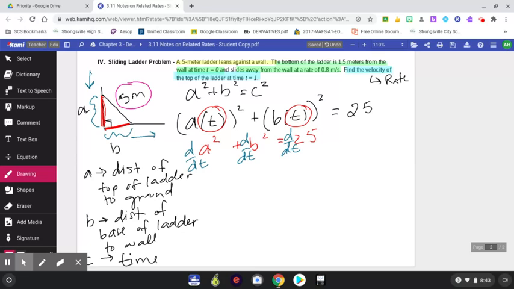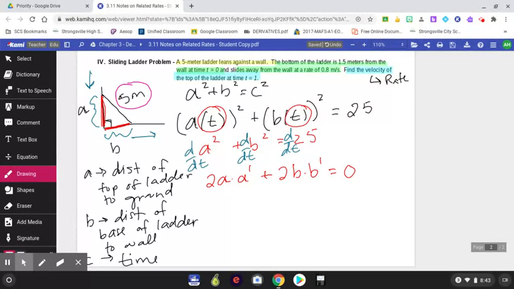The derivative of the a function is 2a times a prime. Okay, because a is not the independent variable, I need to apply these general derivative rules and multiply by the derivative of that function. A is a function of time, okay? Plus b is a function of time. So the derivative of b is 2b times b prime, times the derivative of that function with respect to time. And 25 is a constant, so the derivative of 25 is 0.